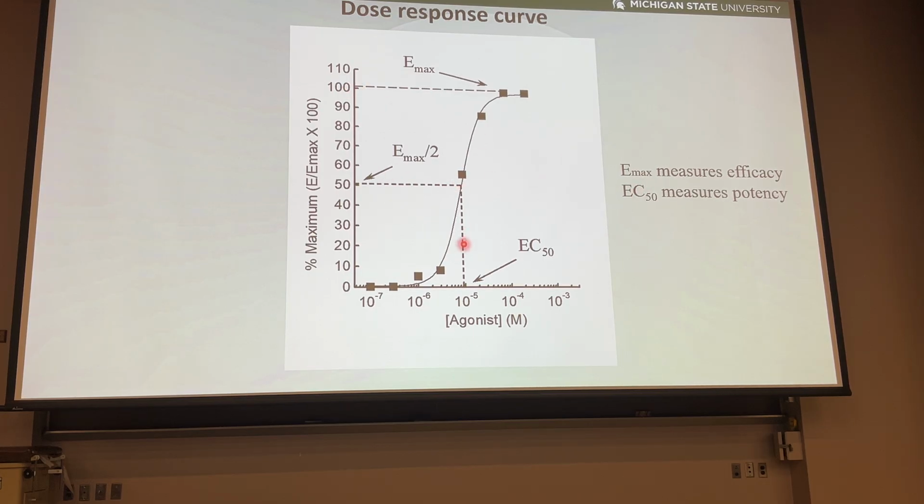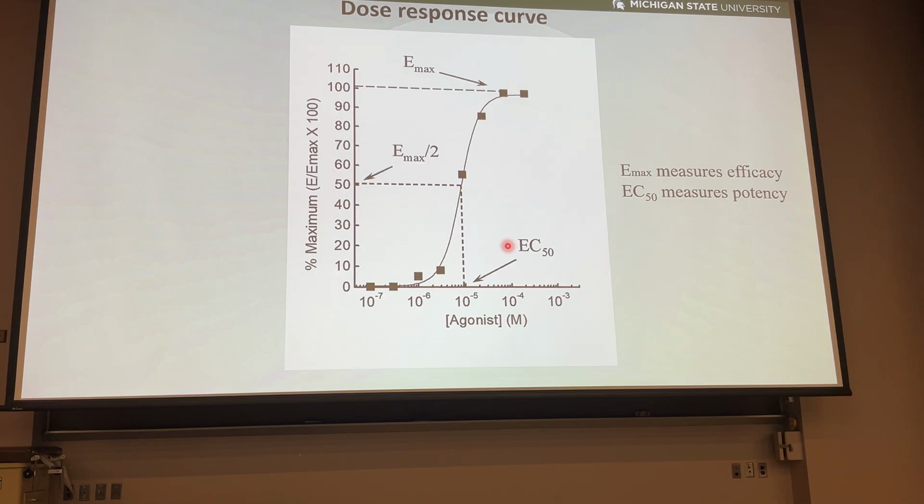EC50 then is our other term. As we talked about before, this is actually just looking at our maximal efficacy, dividing it by half, finding where that point on the dose response curve is, dropping down to our concentration of drug on the x-axis, and that will give us our EC50 value.